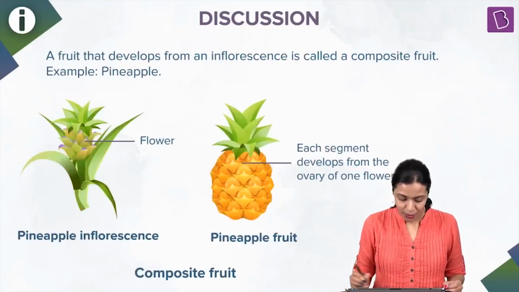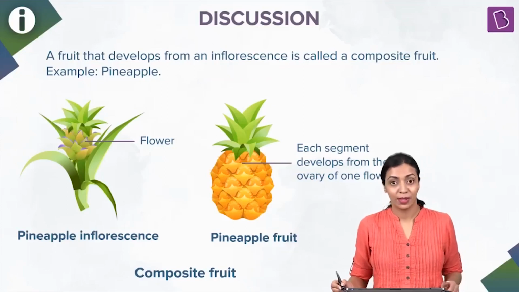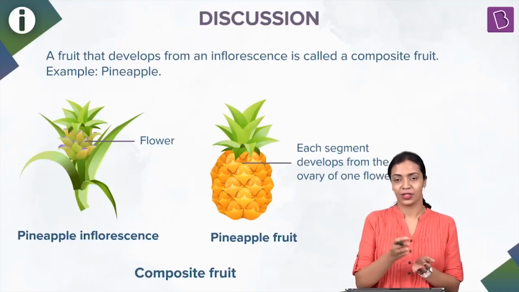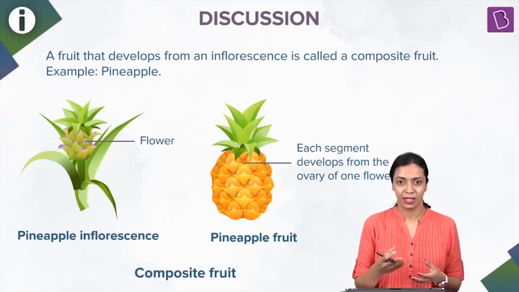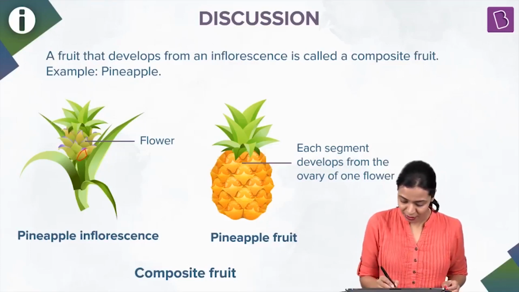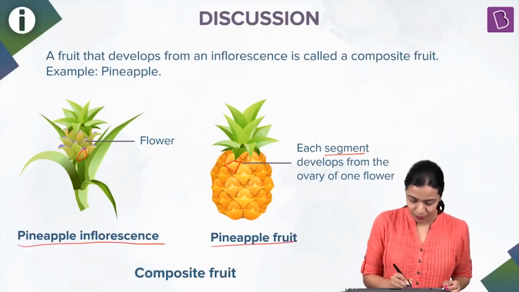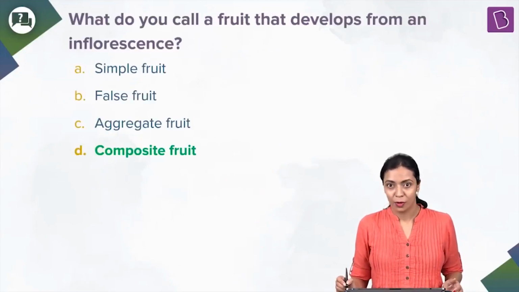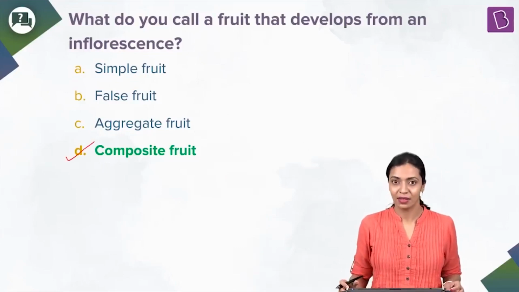Okay, so the last option was composite fruit. Composite fruit is a fruit that develops from an inflorescence. So here what happens is that the entire inflorescence will give rise to one fruit. What is an inflorescence? Inflorescence is a group of flowers that is arranged in a particular manner. Okay, so here each flower in the inflorescence will give rise to one segment of the fruit. This can be observed in pineapple and jackfruit. Okay, so the question was, which fruit develops from an inflorescence? Now we know that if a fruit develops from an entire inflorescence, it is known as a composite fruit.